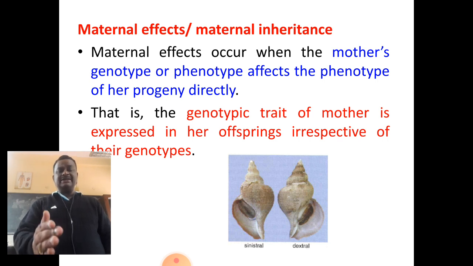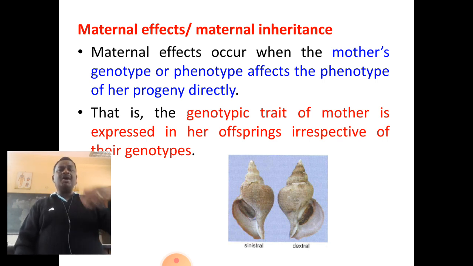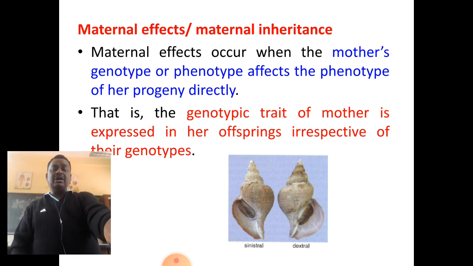Why is it so? It is because of the genes present in the cytoplasm of the mother. Okay, so that is the gametes of the mother. A best example that we find here relates to the shell coiling pattern that we see in the water snail called Limnaea peregrina. The diagram, the picture, you see down in this slide.